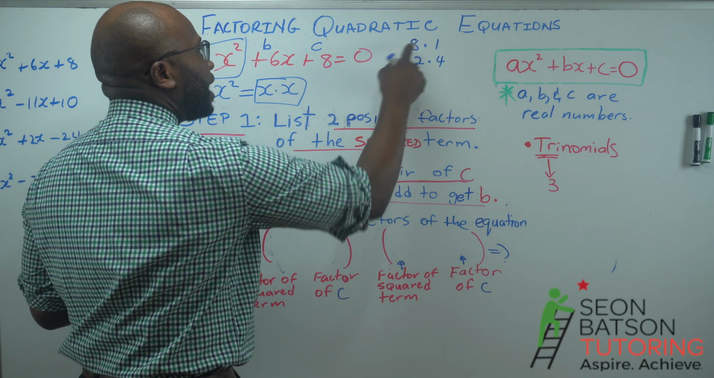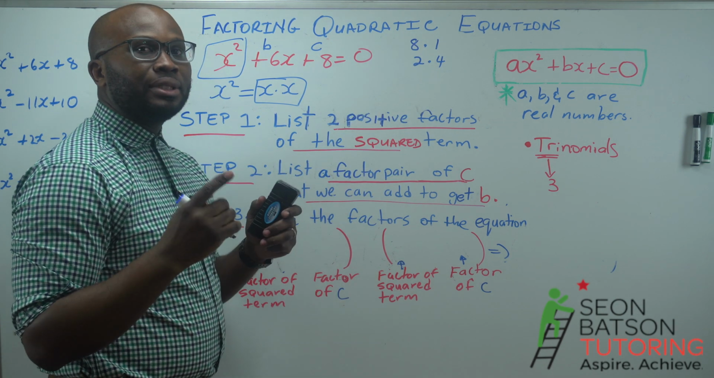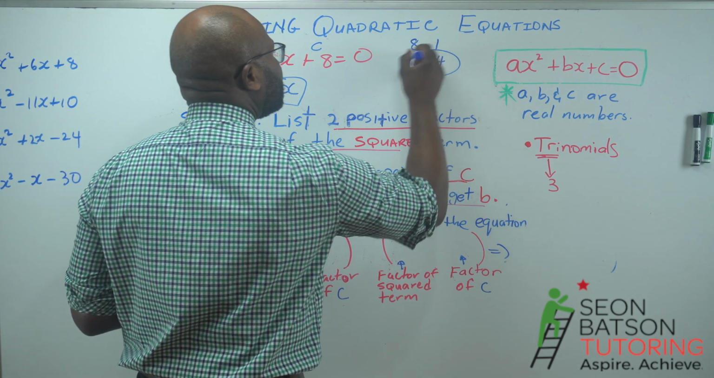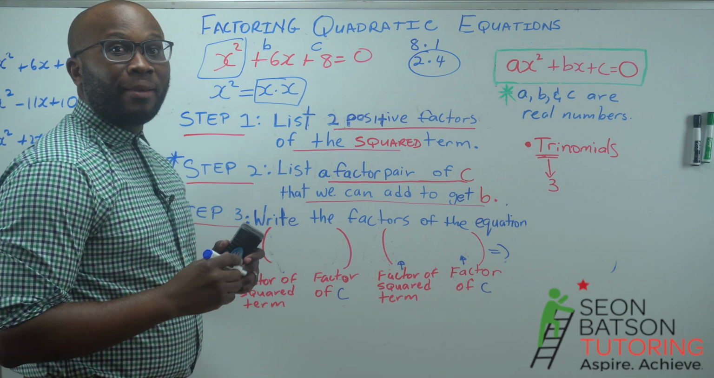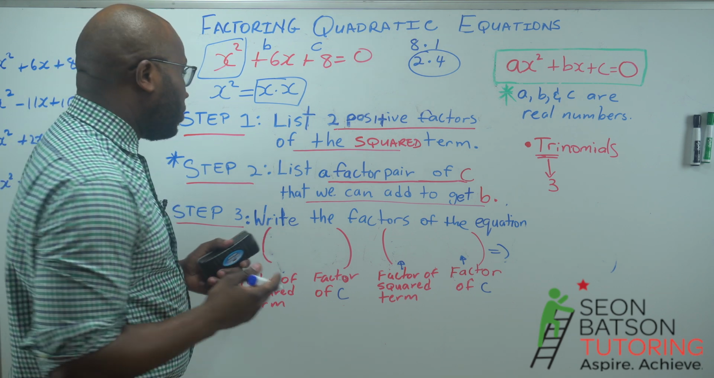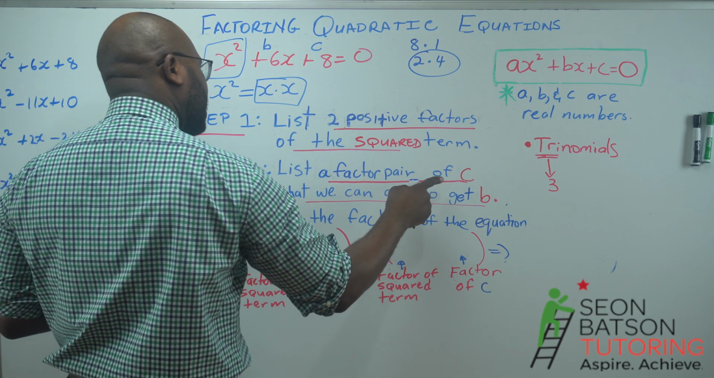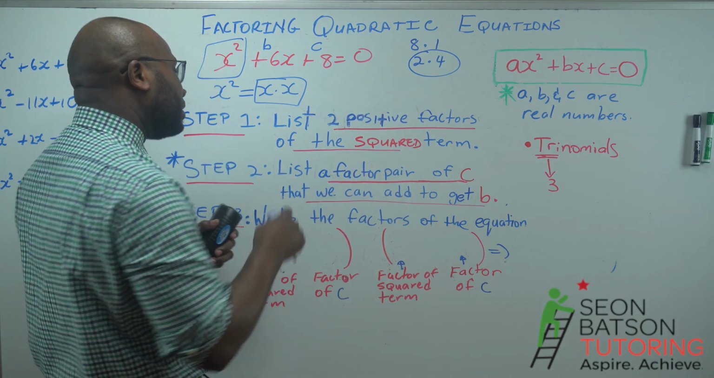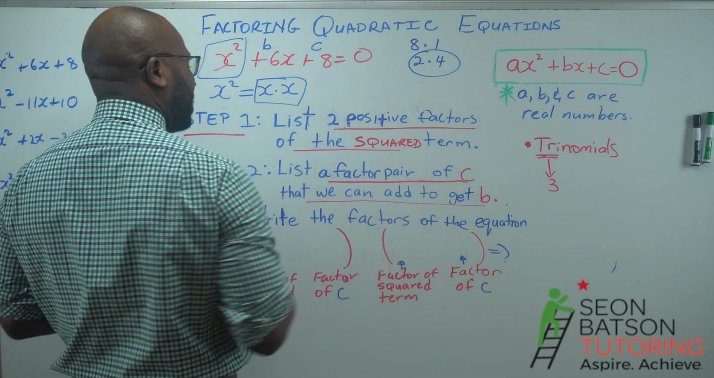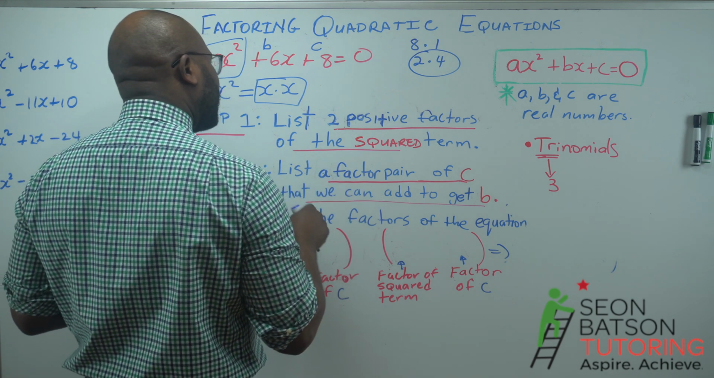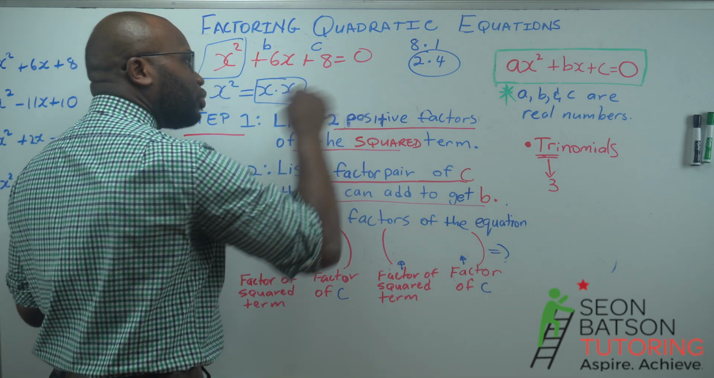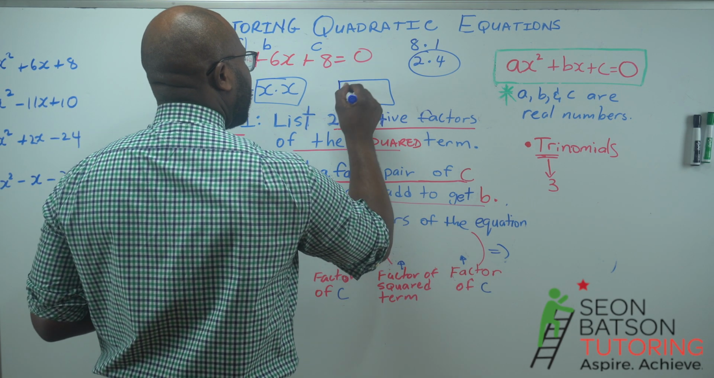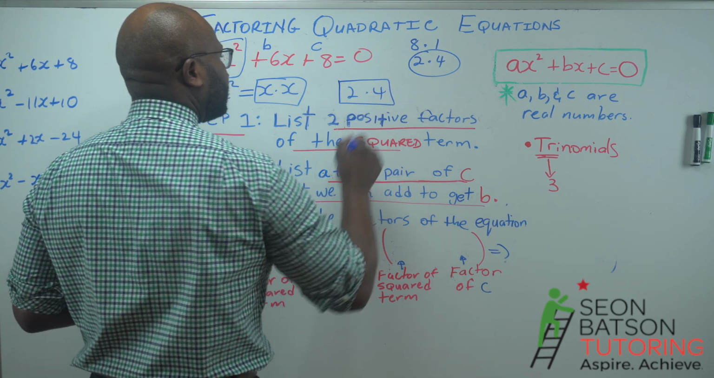Now, which of these factor pairs can we add to get positive 6? We can use 2 and 4. Why? Because 2 plus 4 is 6. So the factor pair of c that we can add to get b is 2 and 4. Or the factor pair of positive 8 that we can add to get positive 6 is 2 and 4. So we will put that factor pair right here, 2 and 4.